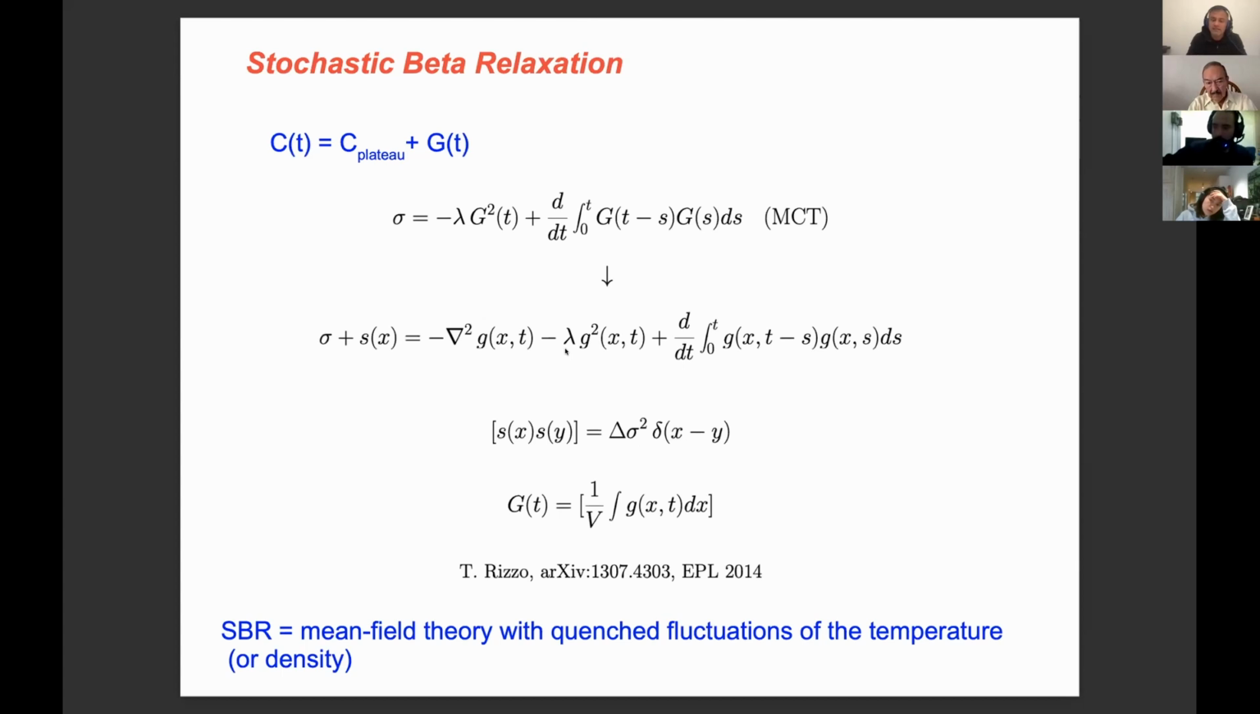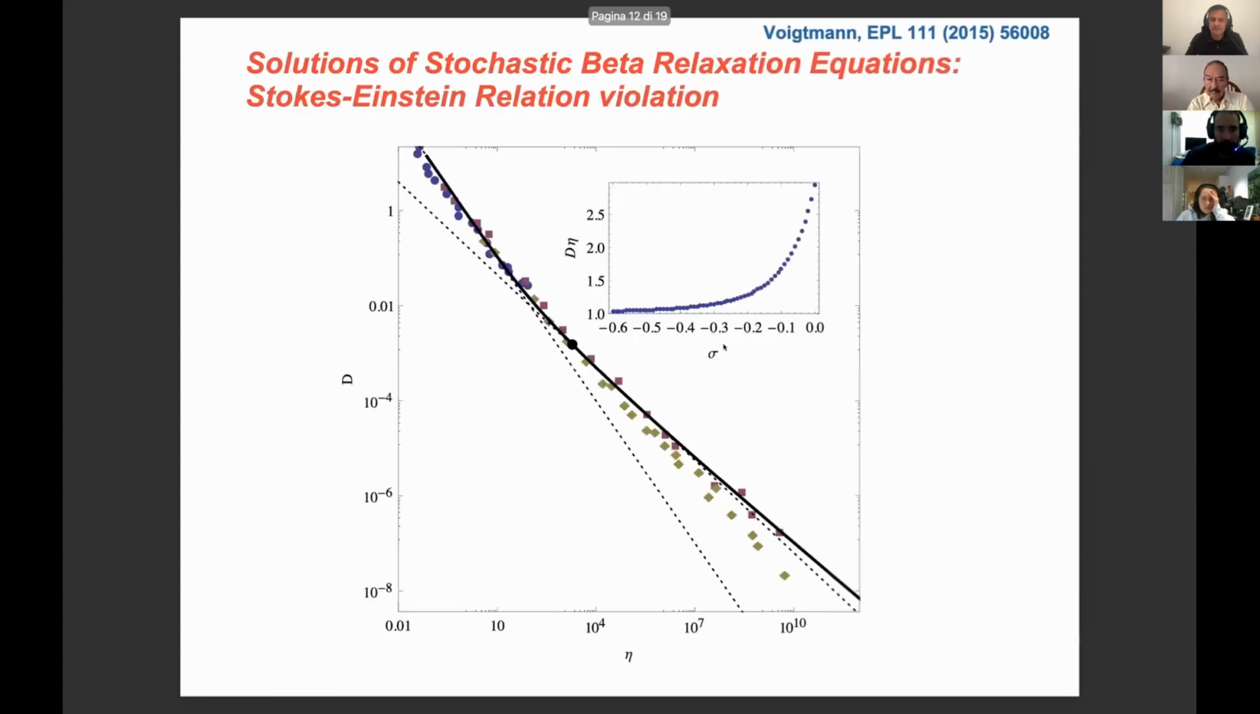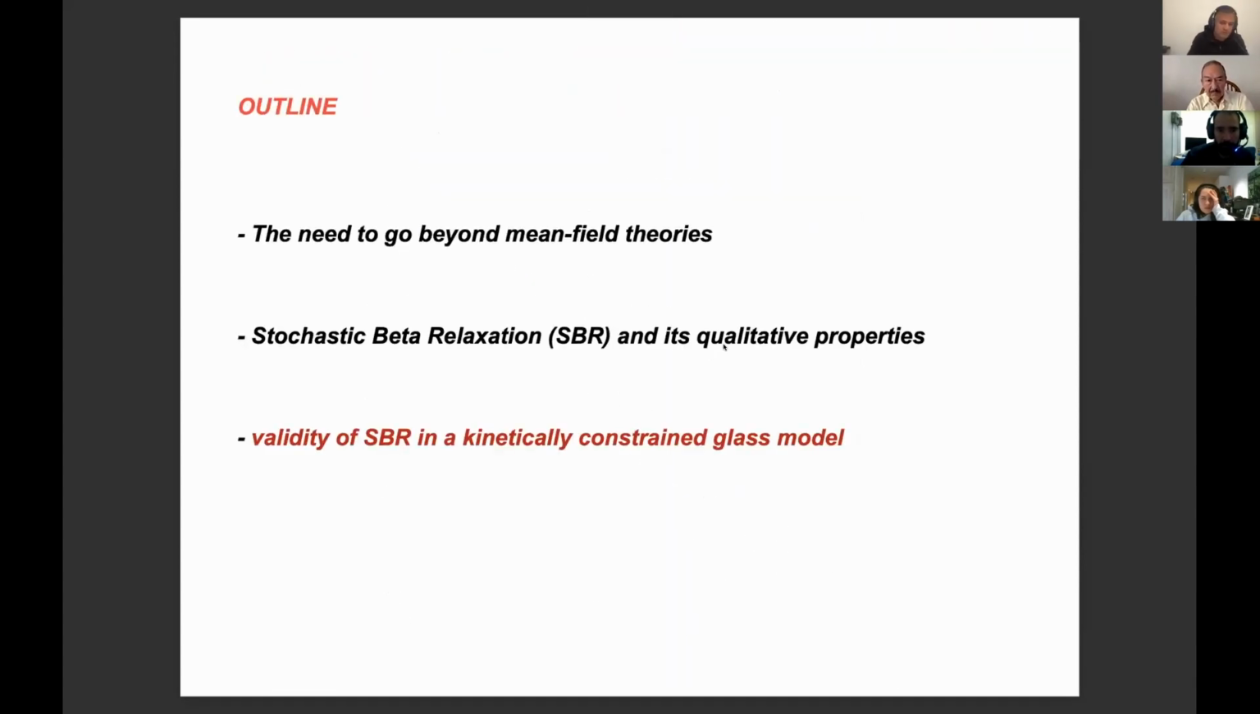That you can read in most cases from MCT. But if you are able to extract these parameters from a kind of first principle computation, even a mean field computation, then you can turn all of this from just a qualitative theory to a more quantitative description. And this is what we have been studying. So I will present to you in the following the validity of stochastic beta relaxation quantitatively in a kinetically constrained glass model.